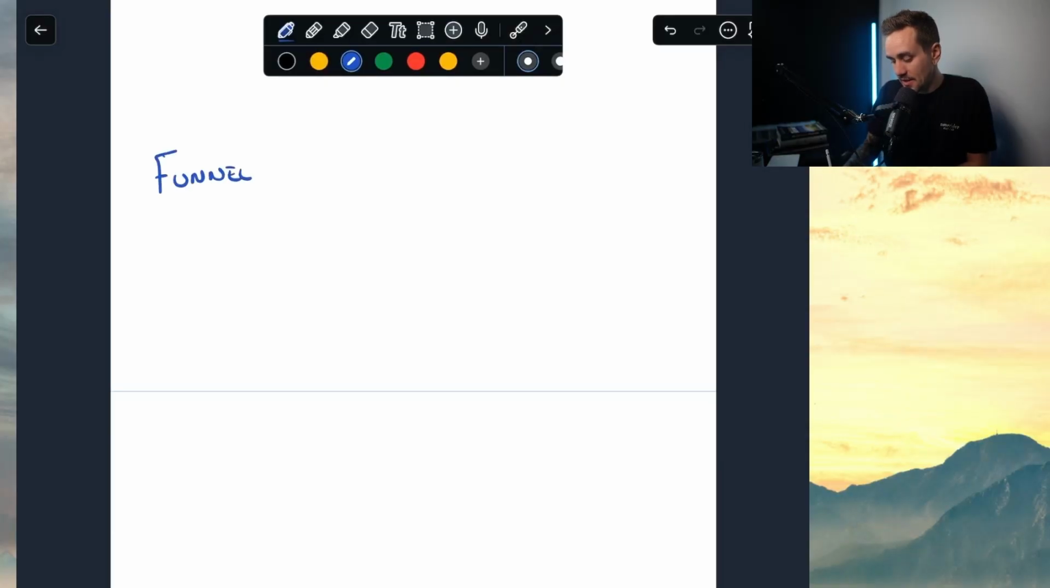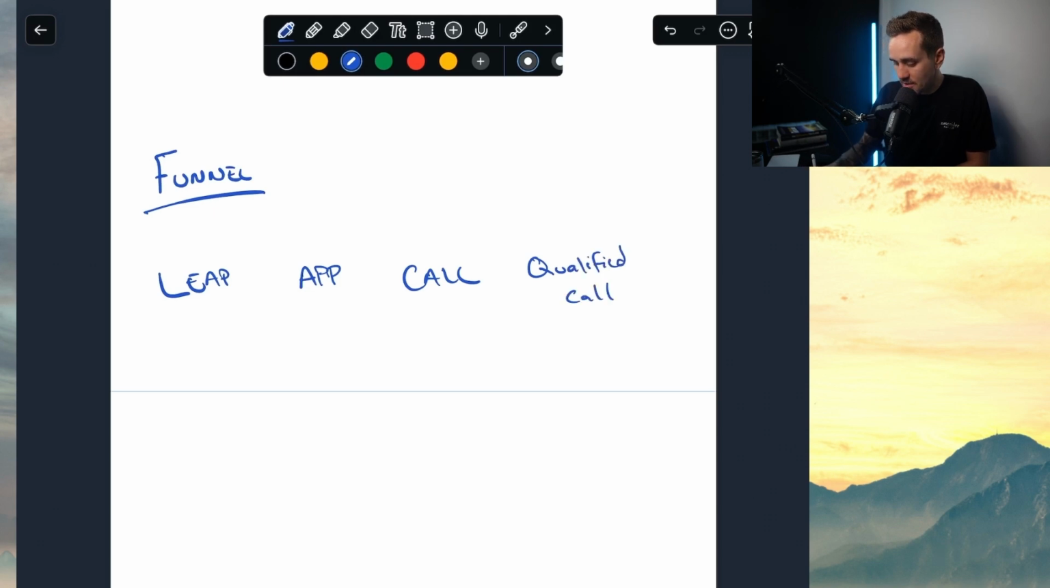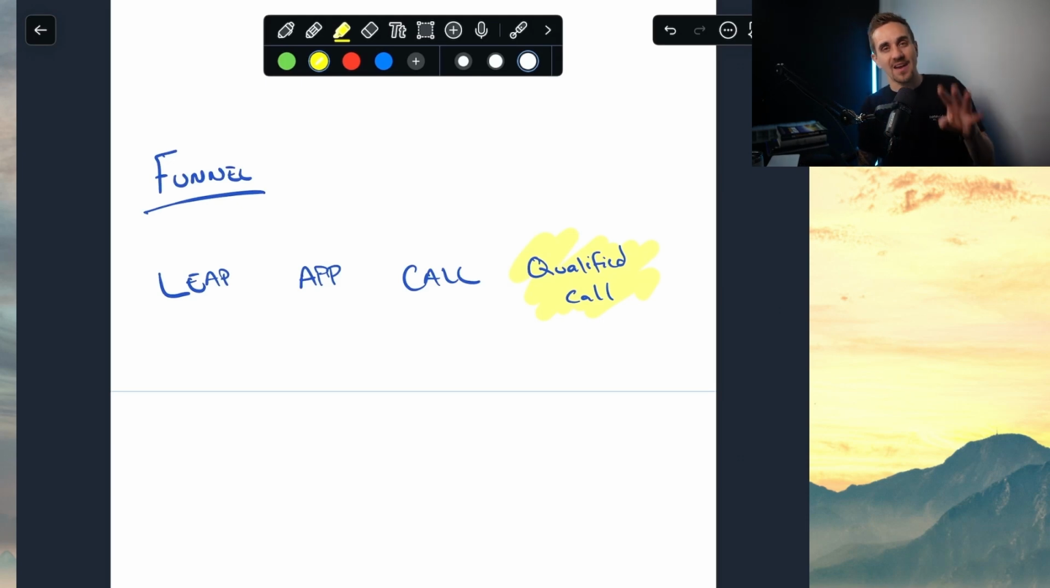So at the end of the day, if we look at this funnel from the perspective of Facebook, what are they seeing? They see this lead come in, then the application come through, then a call booked, and then a qualified call, if you're using the Conversion API. And we can just keep training Facebook that these are the people we want to get. We do that by optimizing for that event at the ad set level.